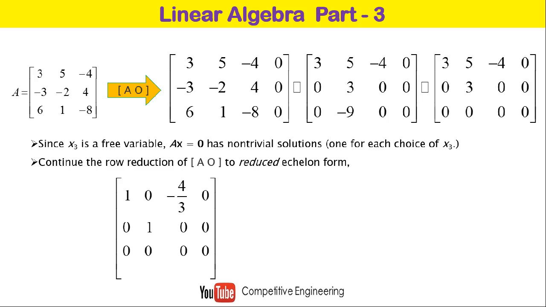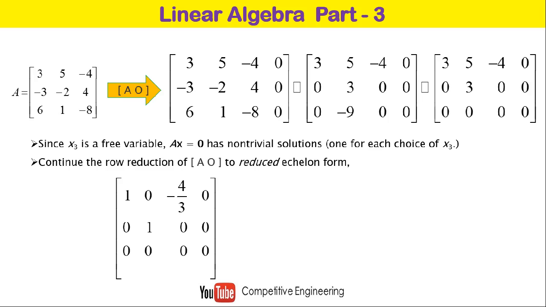From this you can understand that the rank of A is equal to 2, because there are only 2 non-zero rows, and the rank of the augmented matrix is also equal to 2. If the rank of A equals the rank of the augmented matrix, it is always consistent, and since the rank is less than the number of unknowns, which is 3 here, it will have an infinite number of solutions.